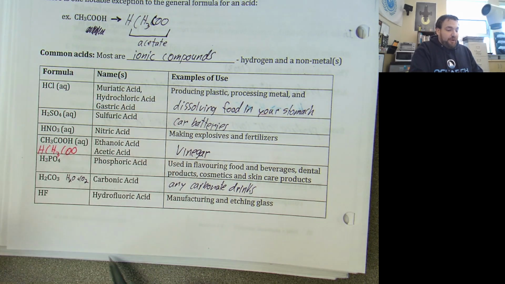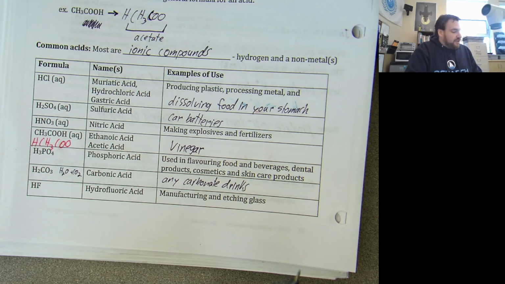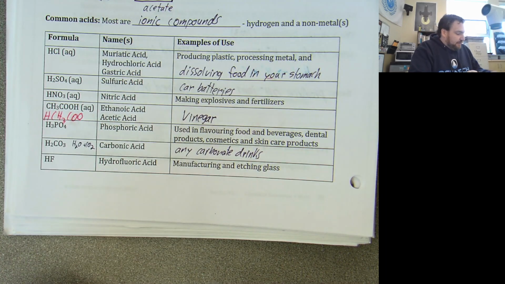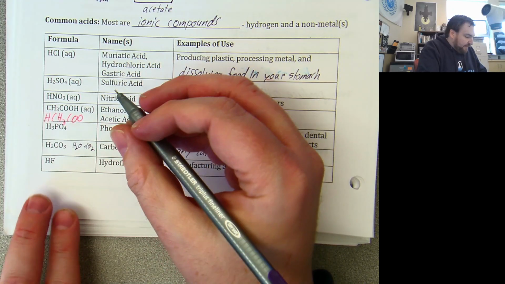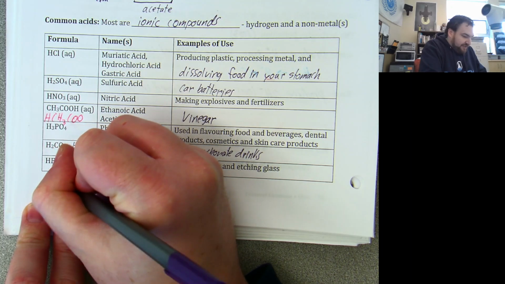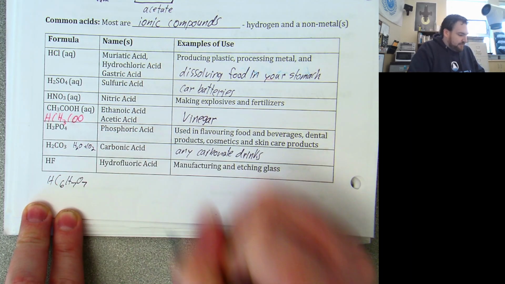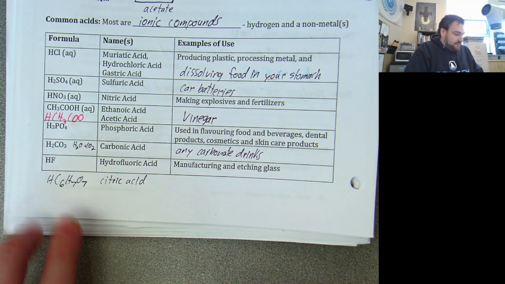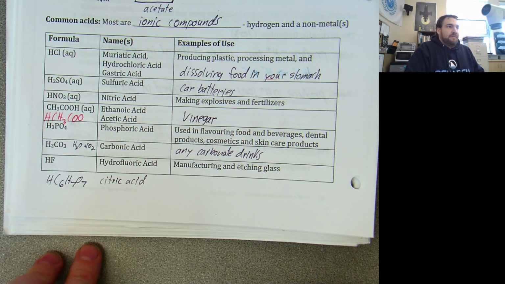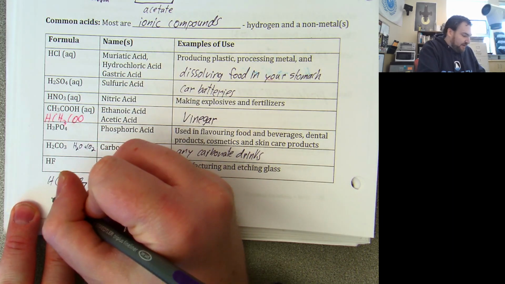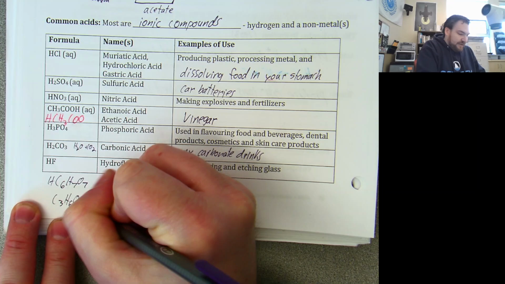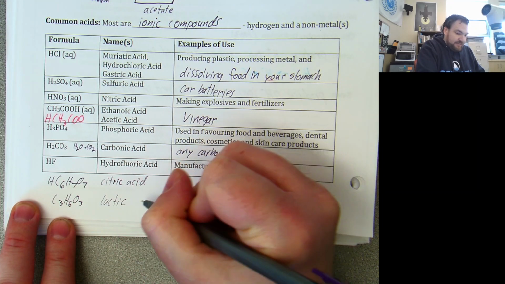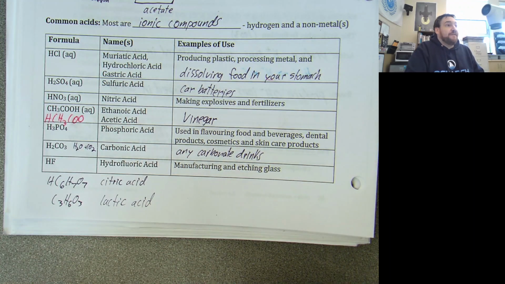Or you've got hydrofluoric acid. This is used in manufacturing and etching glass. There's a few more we'll list here at the bottom. One of them is HC6H7O7. This is citric acid, found in fruit. Any fruit that's labeled as citrus, that's the acid that's there. You've got this one, C3H6O3. This is called lactic acid. It's used as a food additive, also builds up in your muscles when you exercise.